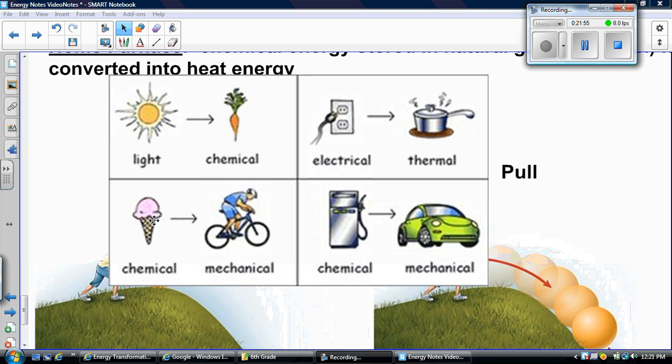It contains chemical energy that gets converted into mechanical energy, because if you get hungry and you don't eat enough, you can't go about doing your daily business. Gasoline contains chemical energy that gets converted into mechanical energy, so potential to kinetic.